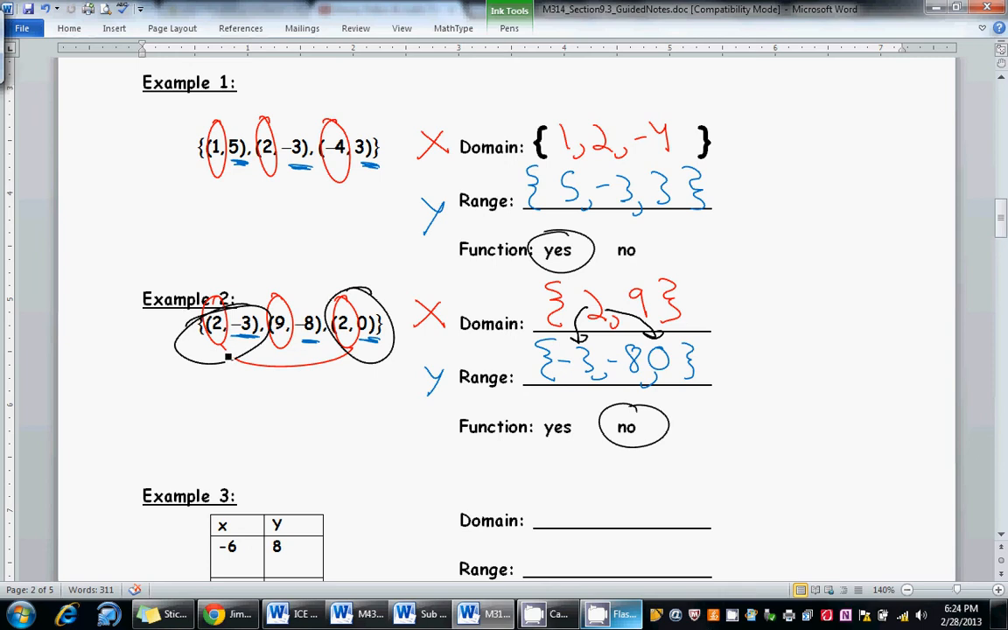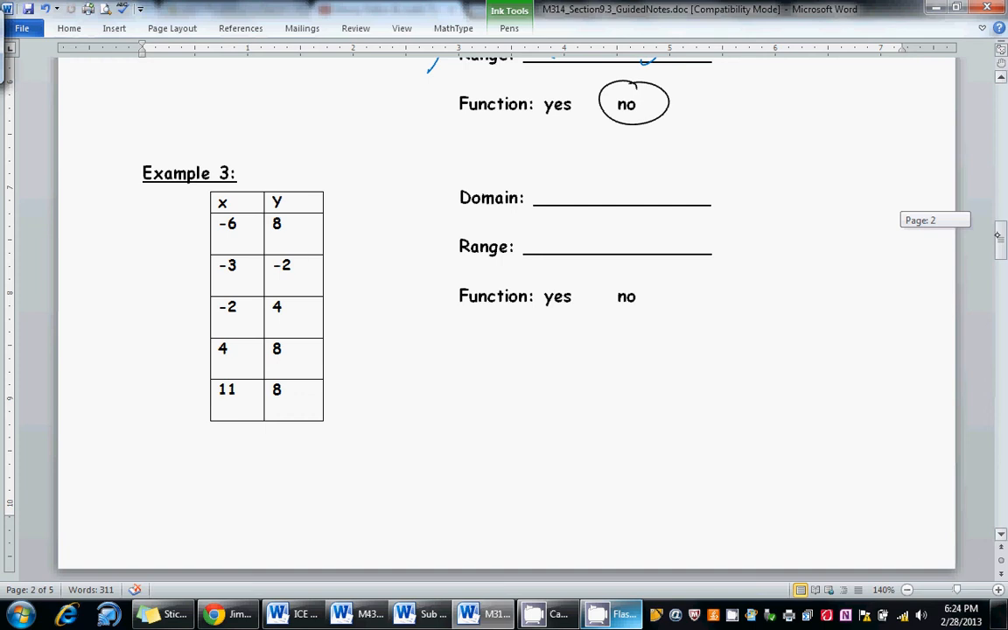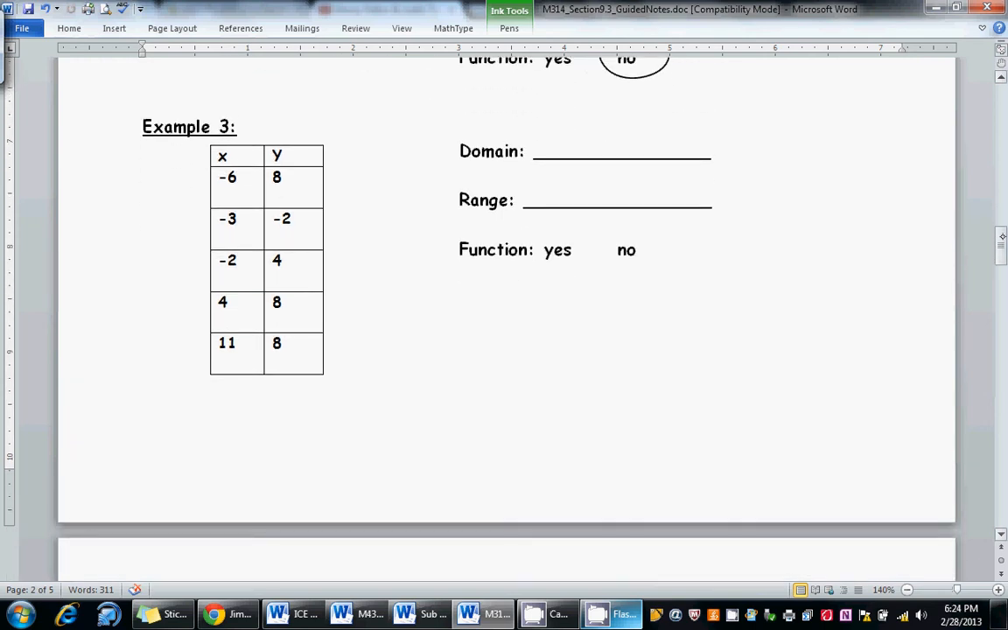And we'll see more examples of this in the future sections. All right, let's keep moving. Hopefully everyone got example 2 down. If not, someone feel free to rewind this. Example 3. Now I have a table. But remember, a table is just another way to write ordered pairs. These are all points on the graph of my function.